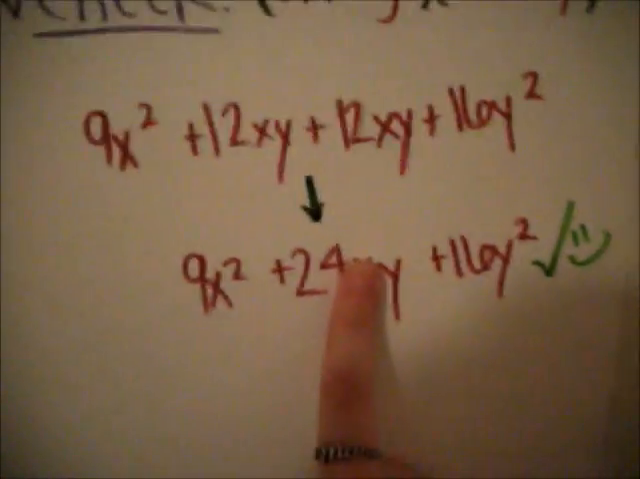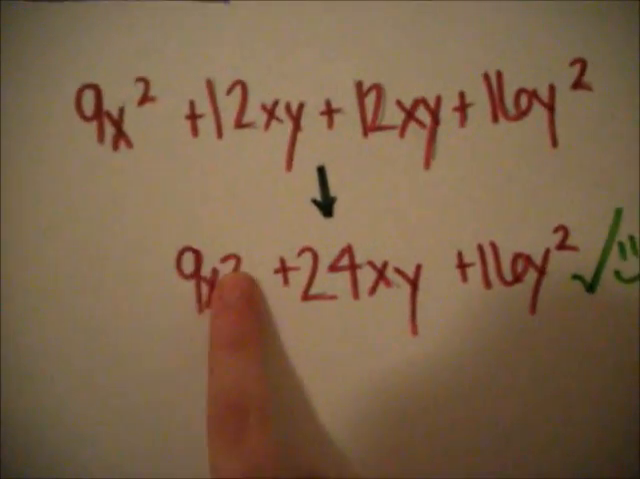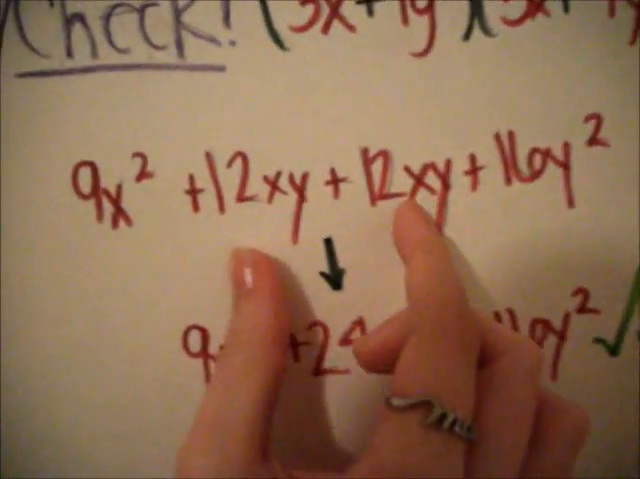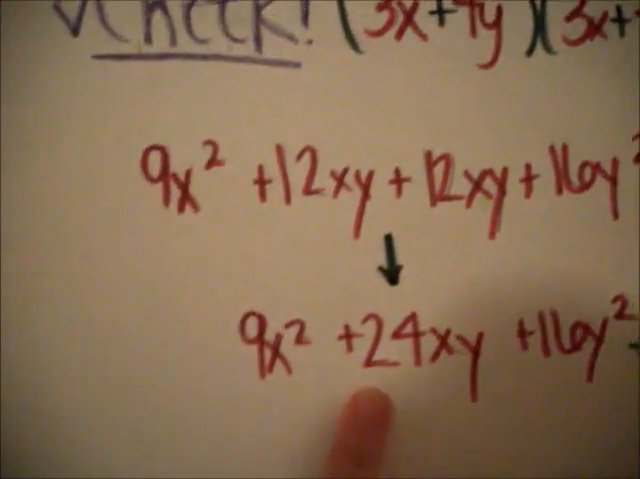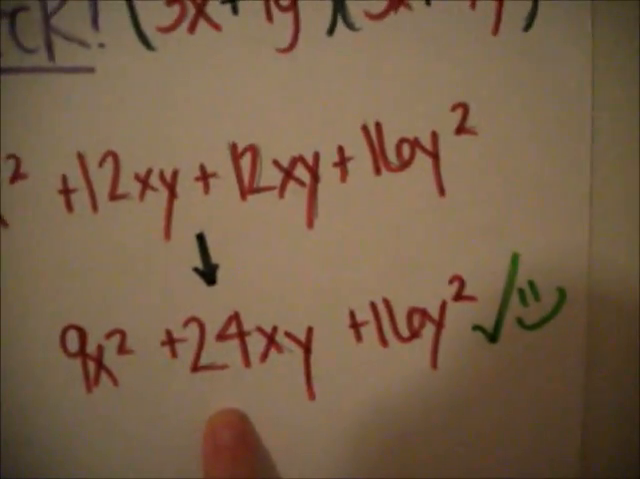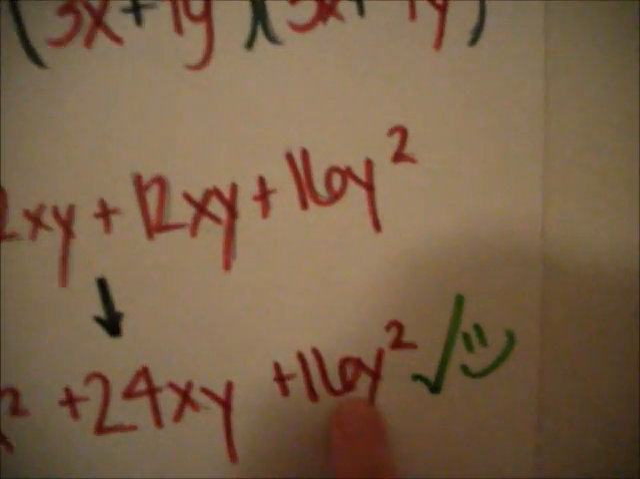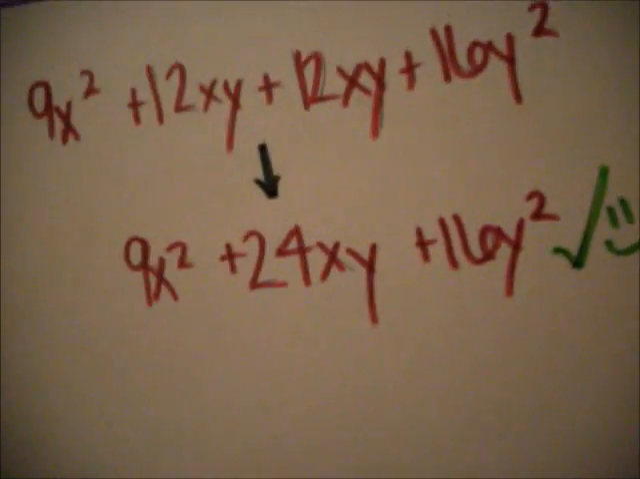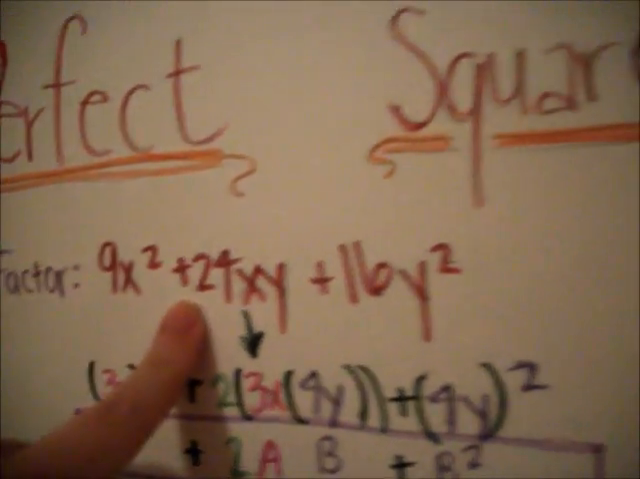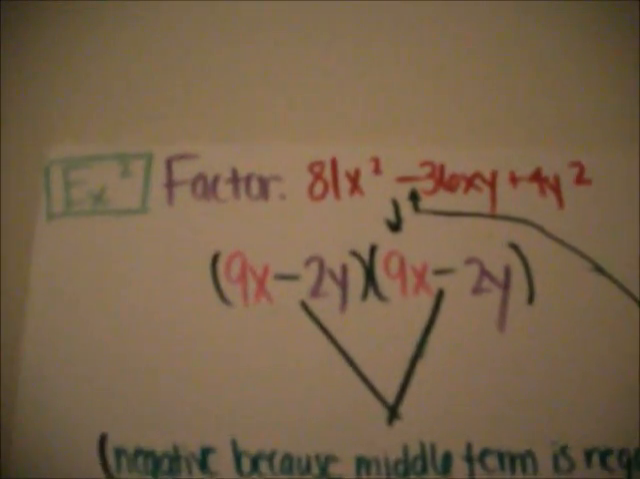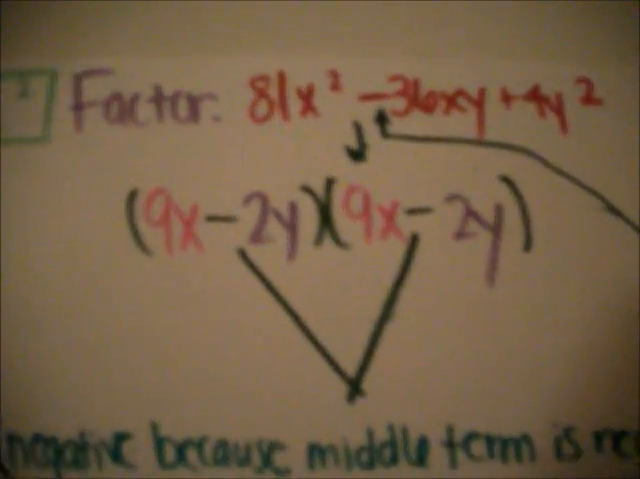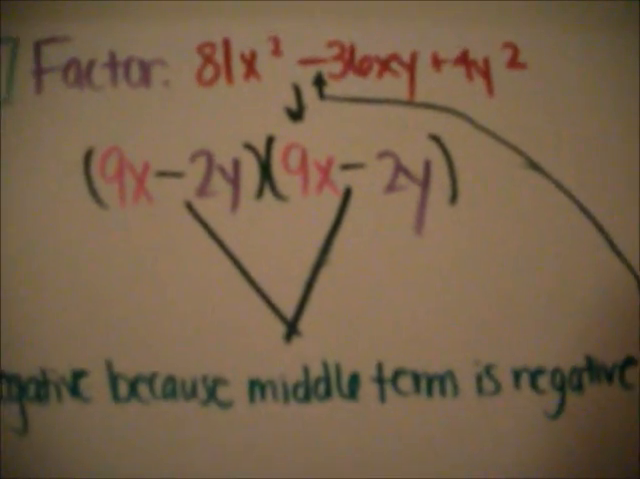So to simplify this, you're left with 9x squared, and these have the same variables, so you can add these together and it comes to 24xy, and you can't do anything with this, so it's brought down to plus 16y squared. Now if you look at this, that's the same problem. Now for the second problem, I have factor 81x squared minus 36xy plus 4y squared.